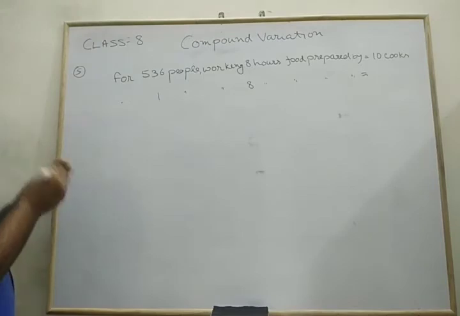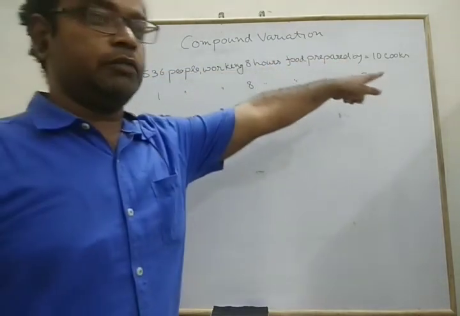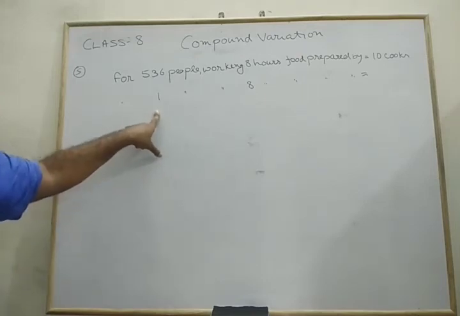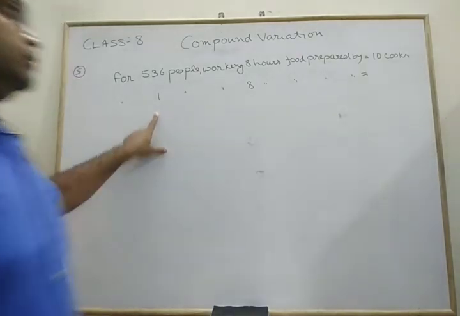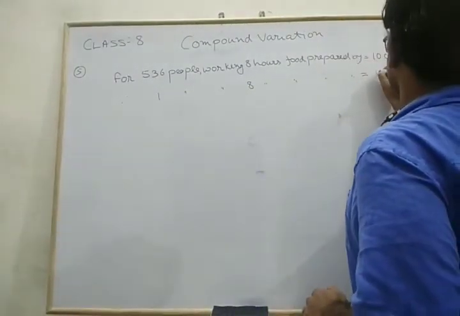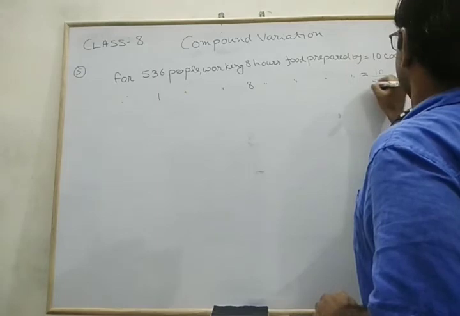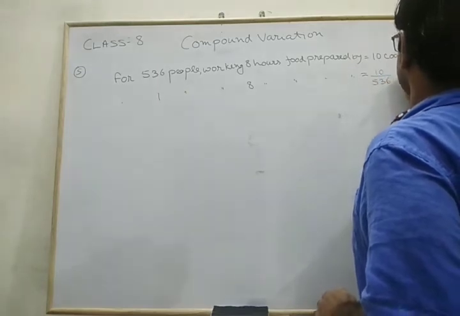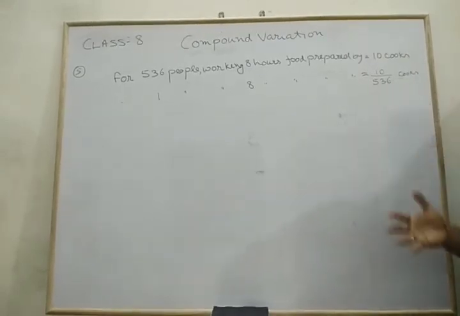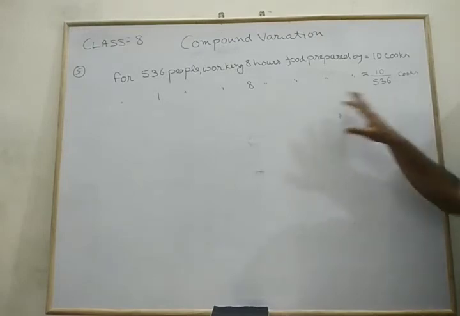Now listen, more number of people, more number of cooks is required. Less number of people, less number of cooks is required. So in this case we must do the division. So let's start. For fewer cooks required, 10 divided by 536 cooks. I know that this fraction is practically not possible, but we are going to solve this one. It's not the final one.